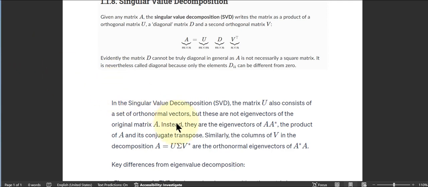So instead, they're the eigenvectors of A times A star. So what is A star? A star is basically just the transpose. Now, they get a little more particular here, and they say the conjugate transpose.